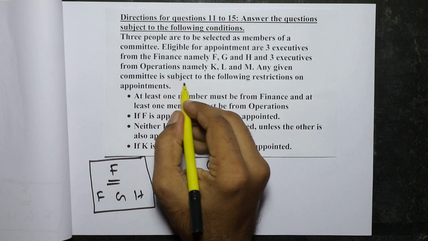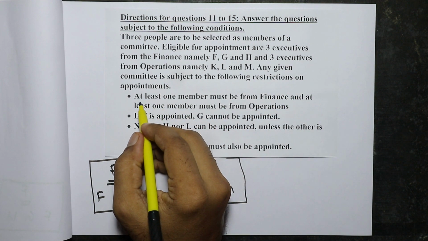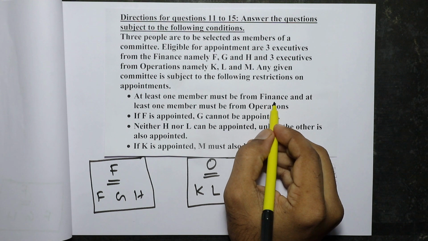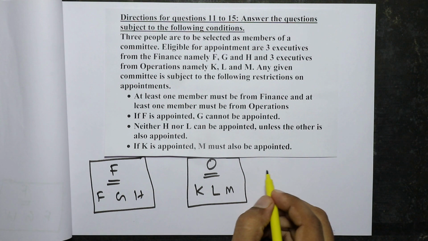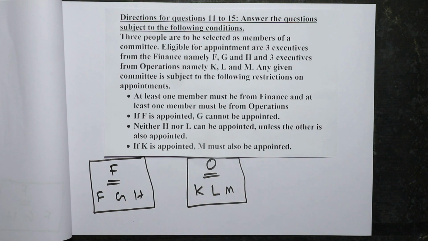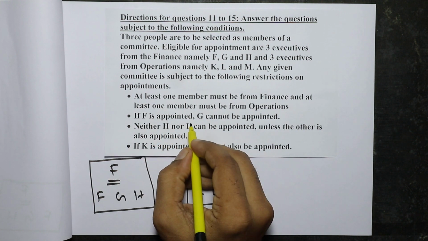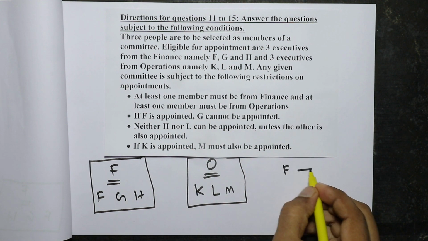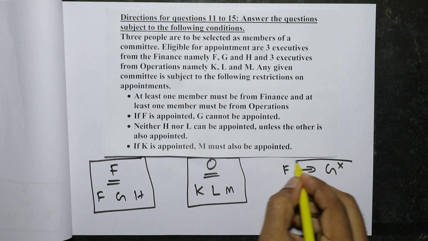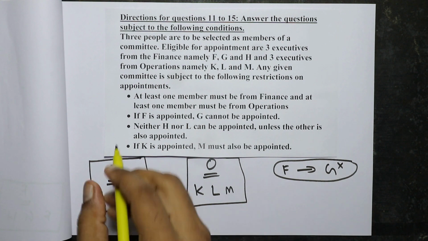Any given committee is subject to the following restrictions on appointments. At least one member must be from finance and at least one member must be from operations. I think there's no need to represent that. We can just remember that. F, G or H, at least one of them should be there. K, L and M, at least one of them should be there. If F is appointed, G cannot be appointed. So basically both F and G cannot be appointed.